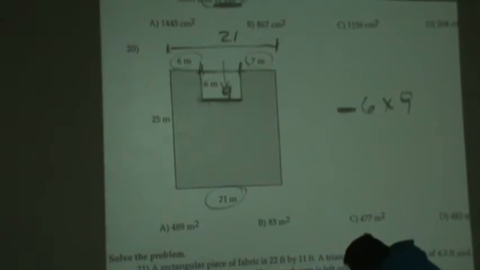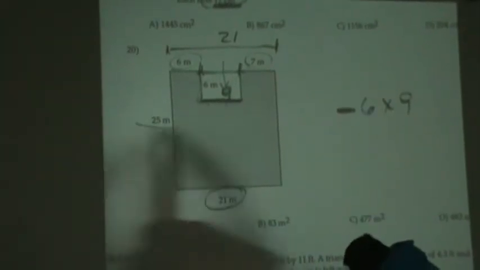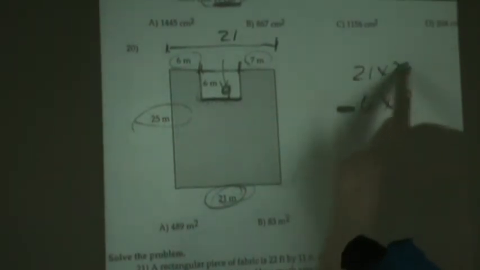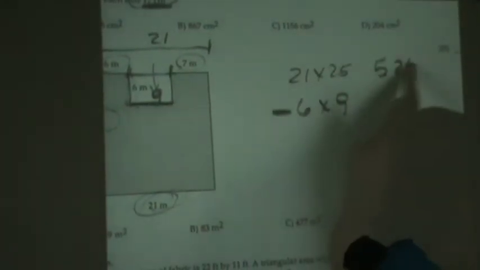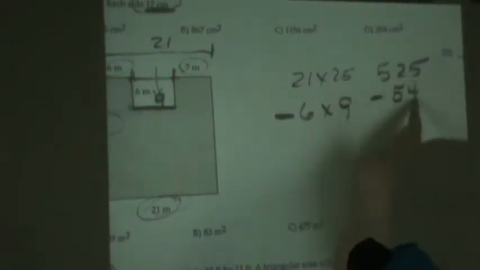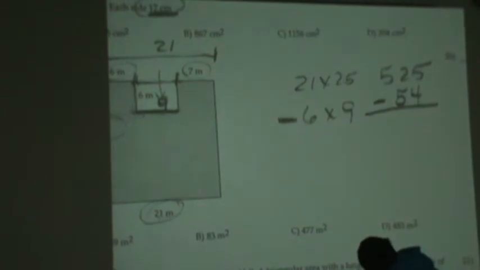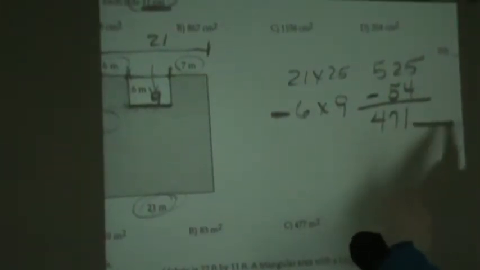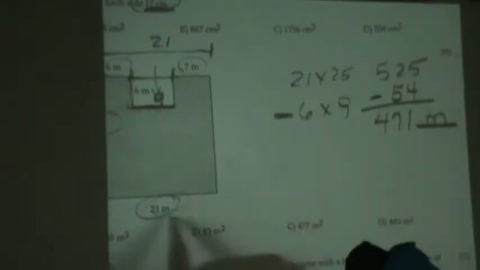The length and width, right, 21 times 25. So we have 21 times 25 is 525. 6 times 9 is 54. So it's 471. What's the units? Meter squared.